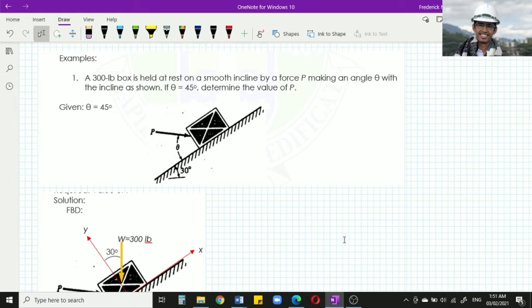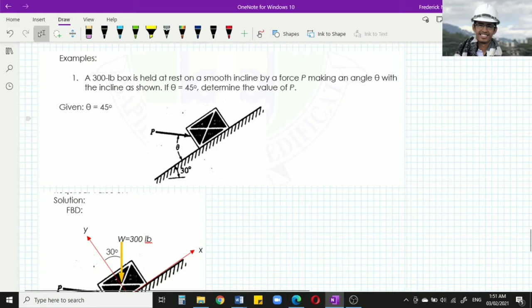So, first example is a 300 pounds box is held at rest on a smooth incline by a force P, making an angle theta with the incline as shown. If theta is equal to 45 degrees, determine the value of P. Okay? So, we have a box na nakapatong sa ating incline. So, yung degree natin, incline natin is 30 degrees. So, let us determine the value of P kung yung theta natin is 45 degrees. And given din yung weight ng ating box which is 300 pounds.